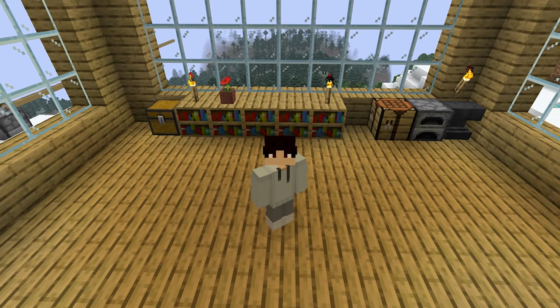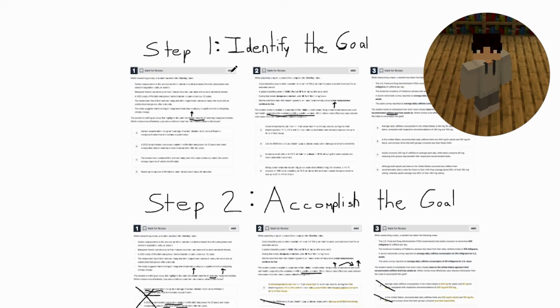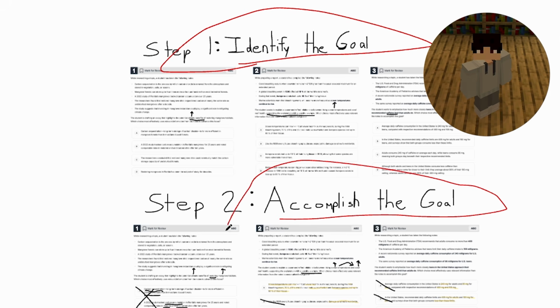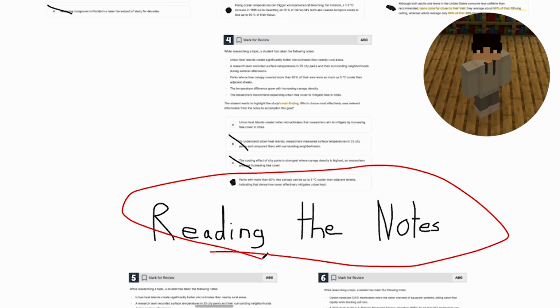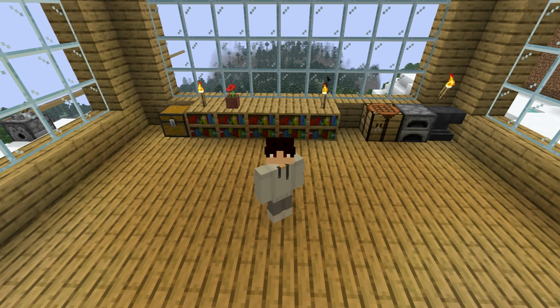Truthfully, there are only three reasons why you might get a student notes question wrong: if you don't understand what the question is asking for, if you misread one of the choices, or if you neglect to read the notes when you actually do need to read the notes. If you can do all three of these things though, you can almost guarantee that you're going to get every single one of these questions right.